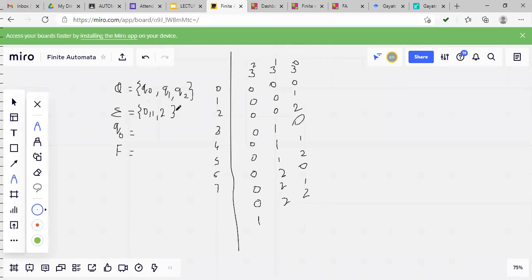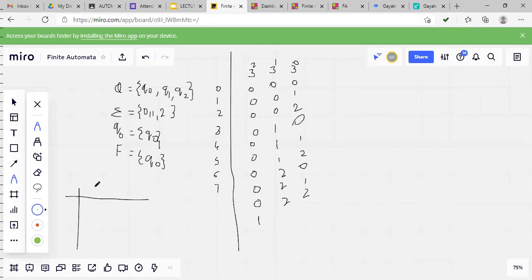You have to write what Q0, Q1 and Q2 represent. Which will be our start state? Q0. Which will be our final state? Final state is also Q0 because we want that the remainder is 0. We know that when the remainder is 0, the number is divisible and should be accepted. Now we'll directly move on to the state table.